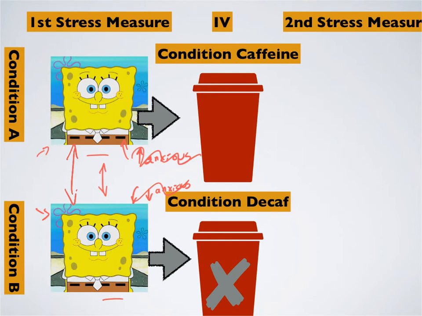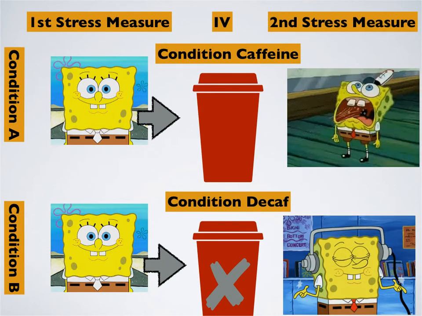I introduce group A, or people in condition A, to the caffeine condition. People in group B, or condition B, to decaf. And then I find this difference, right? Then I find, well, okay, this group is anxious. This group is less anxious. So now I have a finding that shows the impact of caffeine.